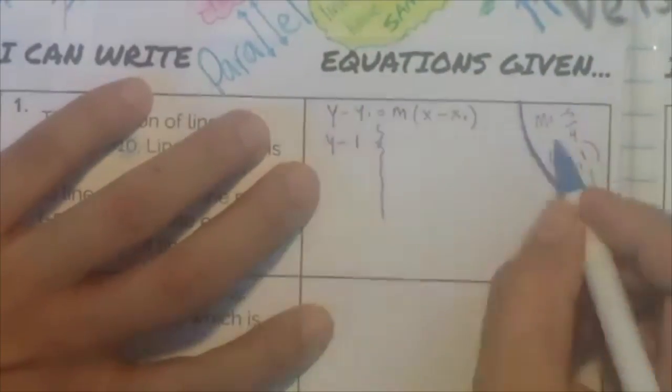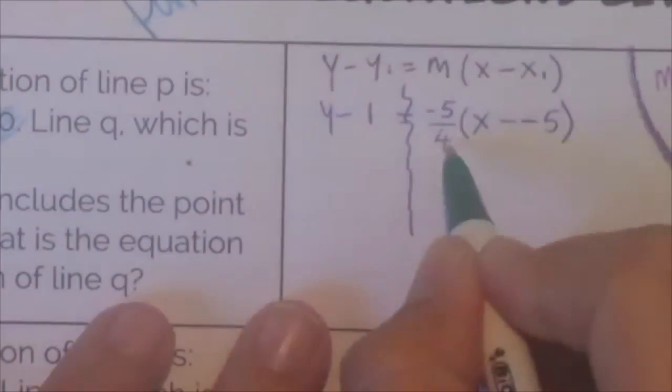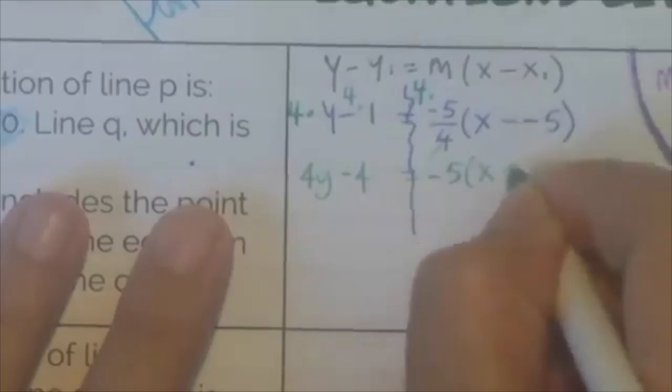So x1, y1. So plug in y1, which is 1, and x1, which is negative 5. Then go ahead and simplify. Let's get rid of the fraction because I hate fractions. Multiply everything by 4, but not the inside of the house. This is what you're going to get. Those 4s cancel, leave negative 5.